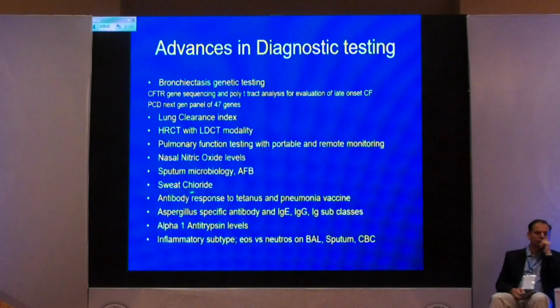So it's very important to bring it up and look for those patients who are eligible. Sweat chloride, according to quantitative technique, of more than 60 is diagnostic of CF, the gold standard for CF diagnosis. The antibody response for immune deficiency or immunoglobulin deficiency will be helpful. We also look for the Aspergillus-specific antibodies.